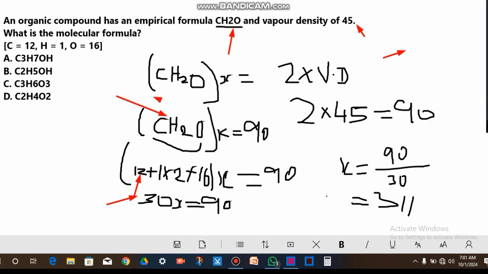The empirical formula is what? Which is CH2O, right? This is the empirical formula. So what we need to do now is we use this value of x, this 3, to multiply the atoms of each element in this empirical formula.